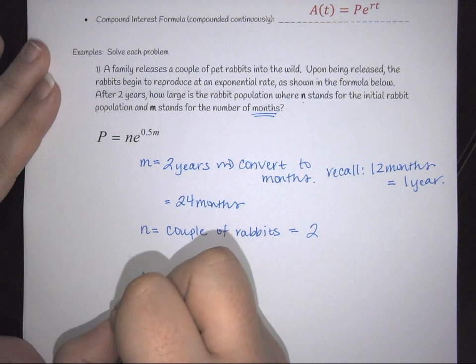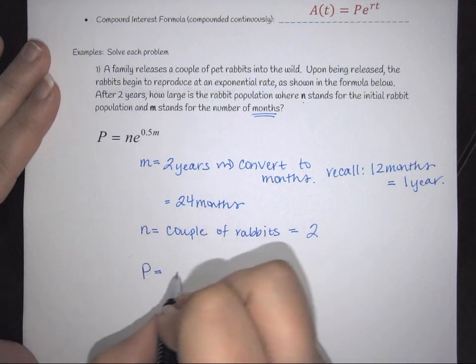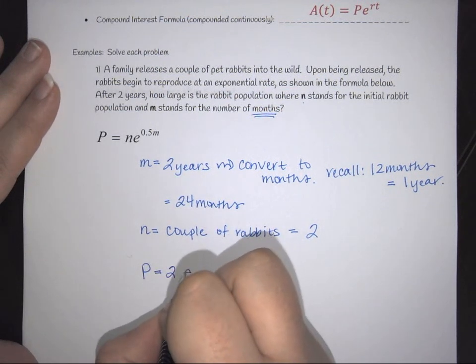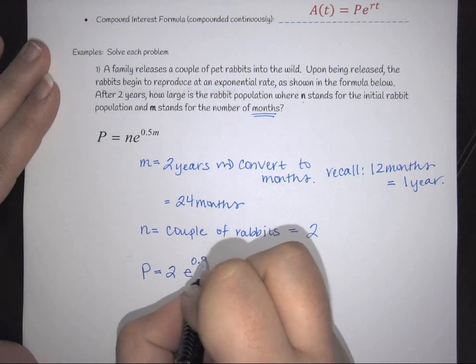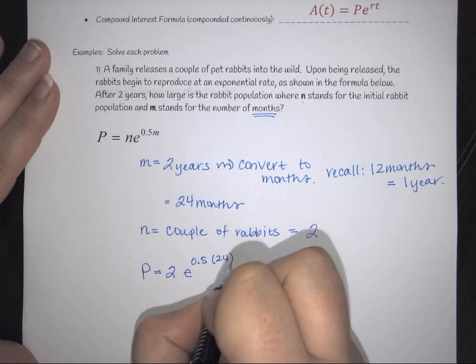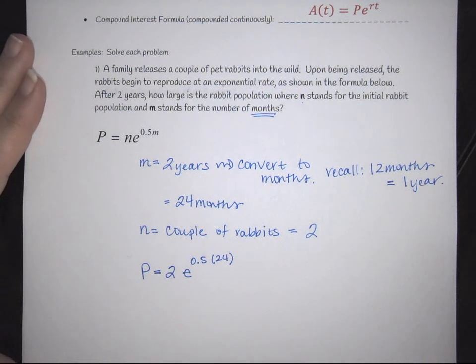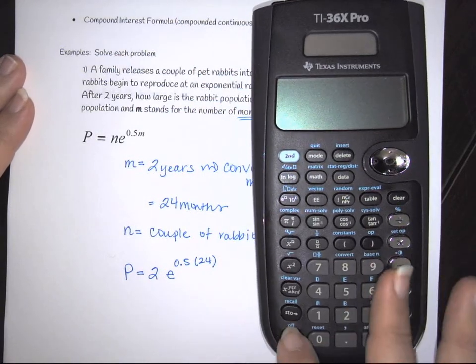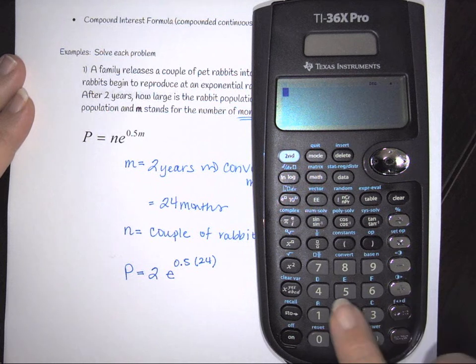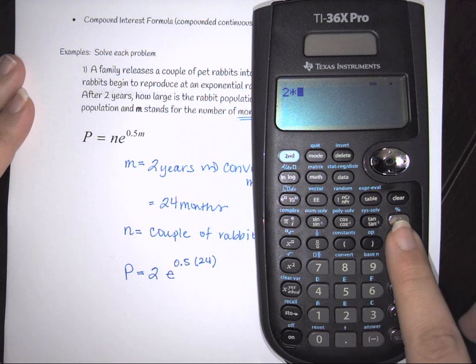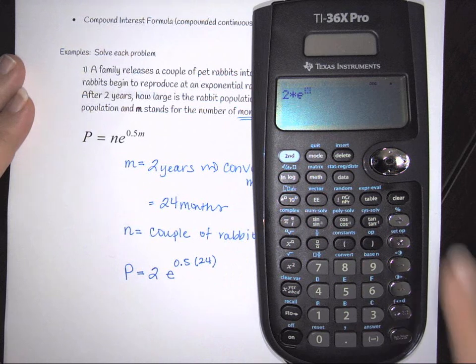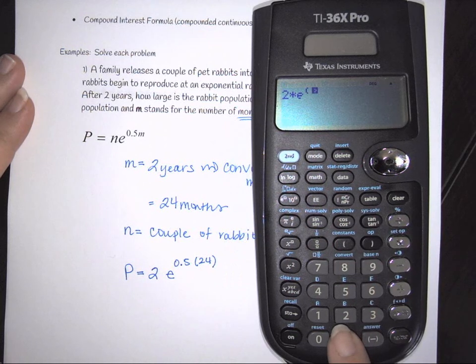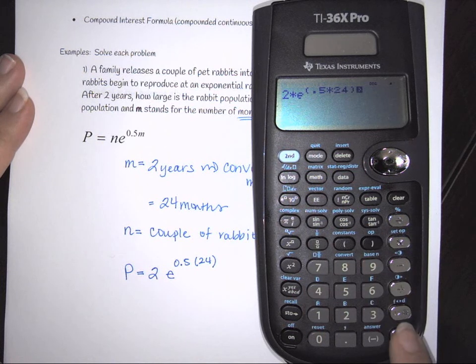Okay. So here I need to fill in my numbers. So P is 2e to the 0.5 times my 24. You're going to run that into your calculator. Okay, so if I pull mine over, we're going to do 2 times, we're going to hit the E button, I'm going to open a parentheses, and we're going to do 0.5 times 24, and then hit enter.